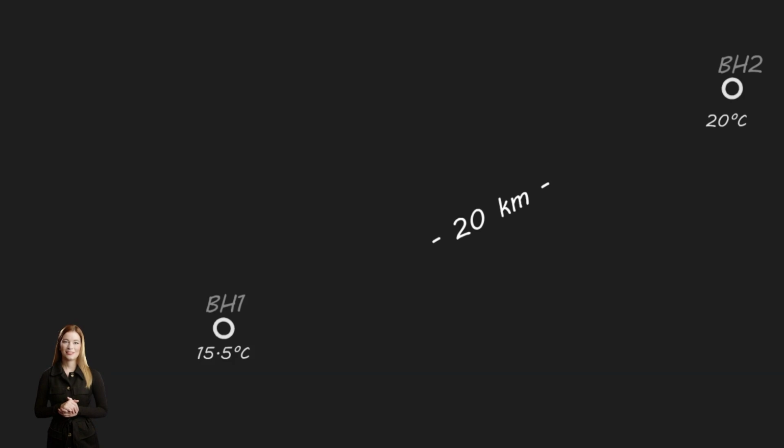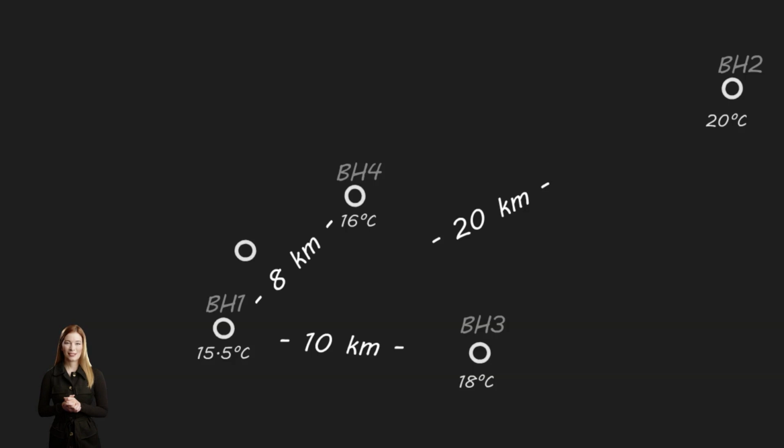For example, if we had decided to drill boreholes to check the temperature at a depth of 100 meters, the results would be as follows. In the first borehole, we recorded a temperature of 15.5 degrees Celsius. The second borehole, which was 20 kilometers away from the first, recorded 20 degrees. The subsequent borehole was closer, and the temperature difference was not as significant. As we drilled boreholes closer to the first one, the temperature difference dropped. The final borehole, located approximately 1 kilometer away from the first one, showed no difference in temperature.